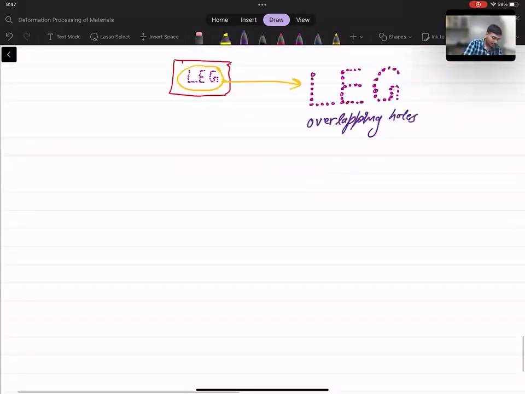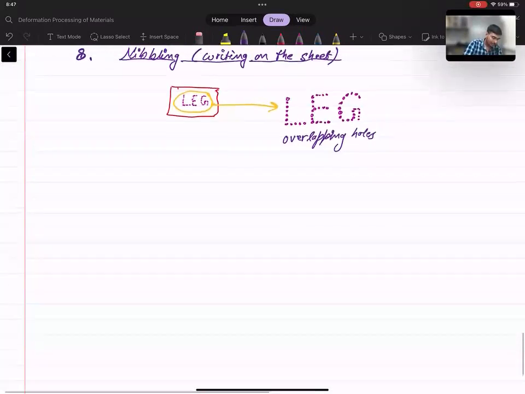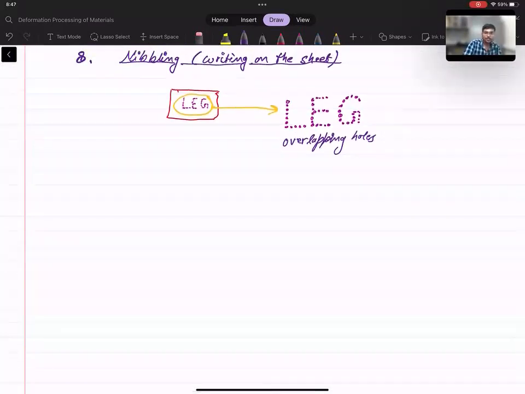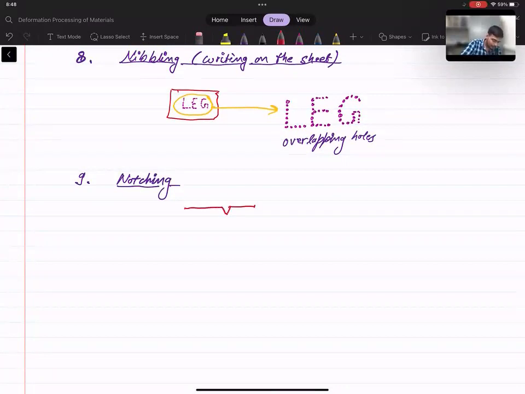Next operation that is done is notching, and again very obvious from the name, in this process notches are created onto the material. So this is notching. Simply a notch like this will be formed onto the component. So this is the process of notching.